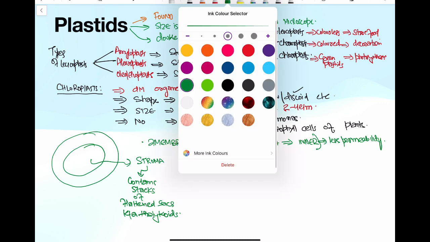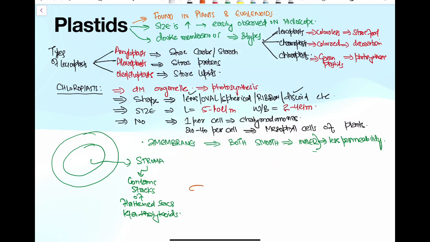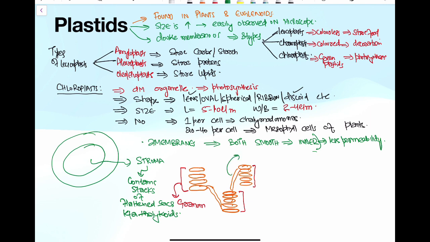Okay, so I have a thylakoid like this, another thylakoid like this, and another thylakoid like this, and they form a stack. So here I will form another stack. Remember, this stack of thylakoids is called a granum. Okay, this is another granum, and these grana are connected by another type of thylakoids, what we call intergranal thylakoids.